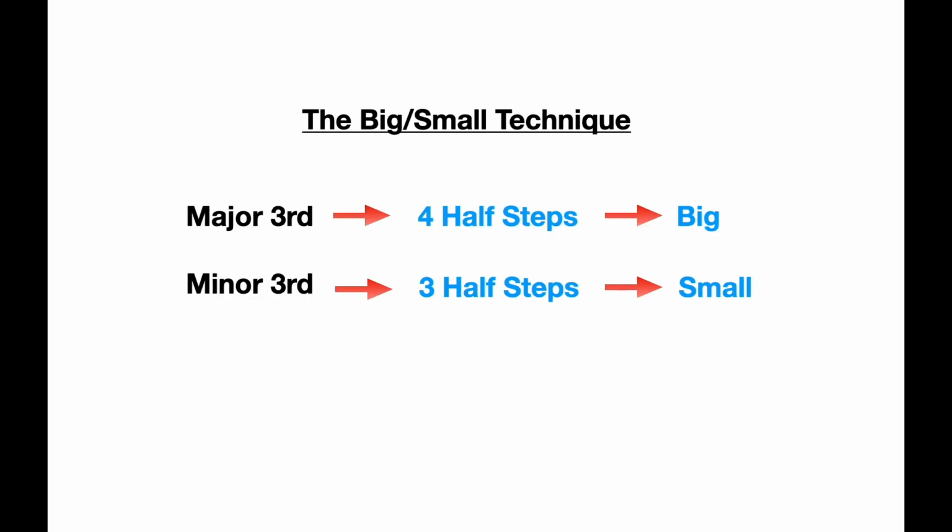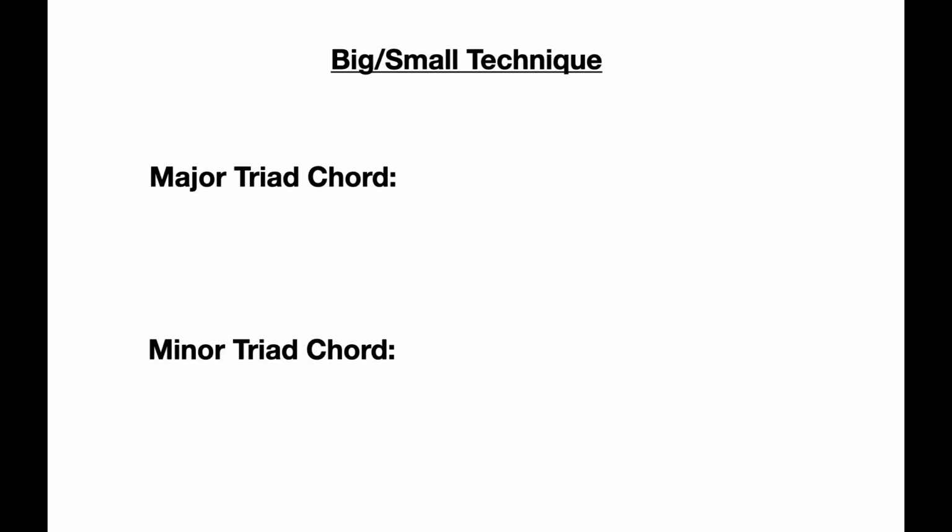So all you need to know is that a major third is 4 half steps on the piano, we're going to call this big. And a minor third is 3 half steps on the piano, and we're going to call this small. And I'm going to demonstrate this to you on the piano in a moment. So let's take a look at the 2 chords we're learning. We're learning a major triad chord and a minor triad chord.